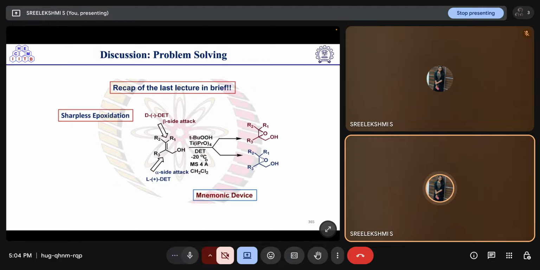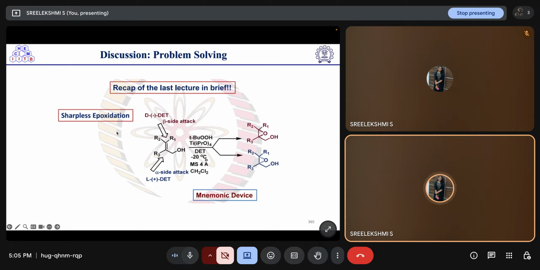So, in the last lecture, we have seen Sharpless epoxidation, its mechanism, how it is working, and how allylic alcohols can be converted into enantiomerically pure epoxides by using tertiary butyl hydroperoxide, titanium tetraisopropoxide, and either plus derivative or minus derivative of diethyl tartrate at minus 20 degrees Celsius, using 4 angstrom molecular sieves as well.